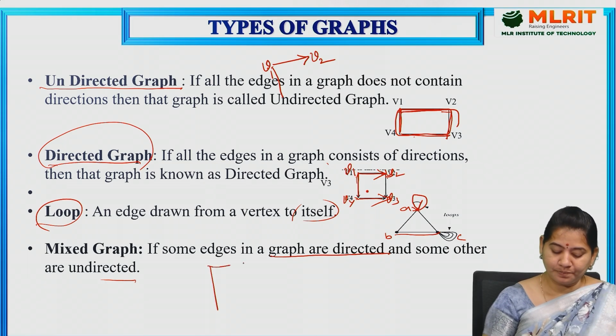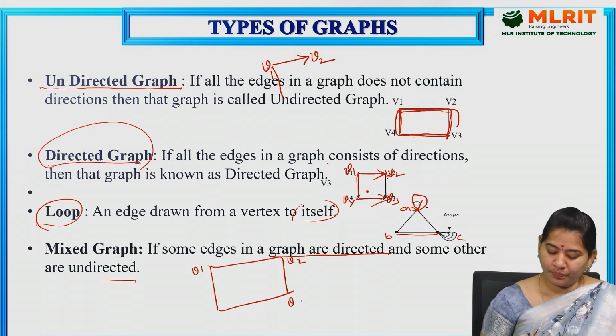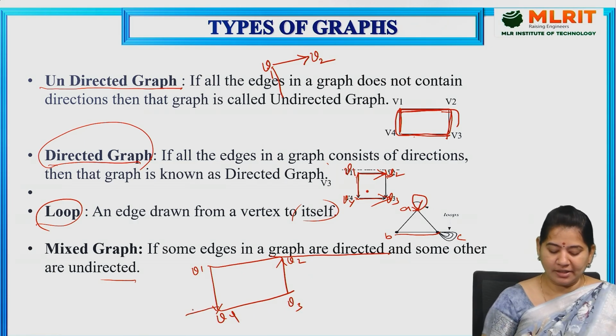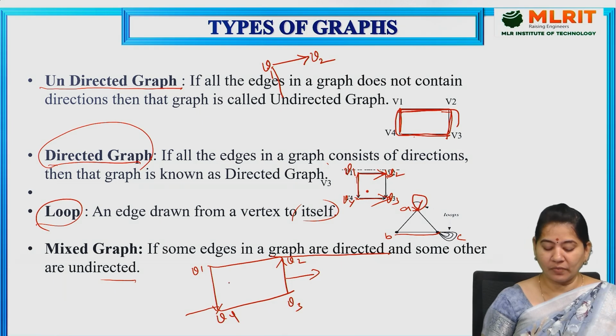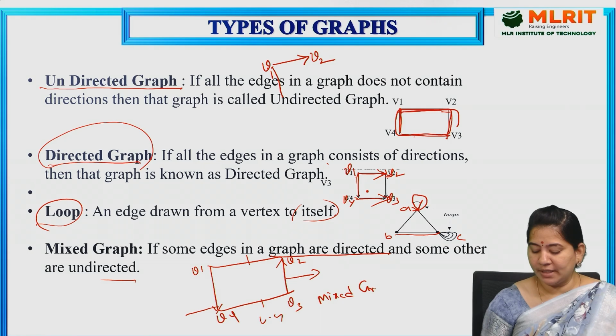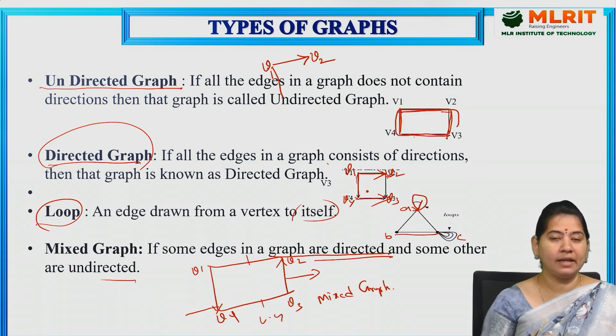Let us suppose this is one graph, where I have vertex V1, vertex V2, vertex V3 and vertex V4. Now let us suppose I am giving direction from V1 to V4 and from V3 to V2. Only for these edges I have direction, but other edges I don't have any direction. The edges that have direction are called directed, and those that don't have any direction are undirected. Everything exists in only one graph. Then I can say this graph, by another name, is called a mixed graph, where it is a combination of both directed and undirected edges.